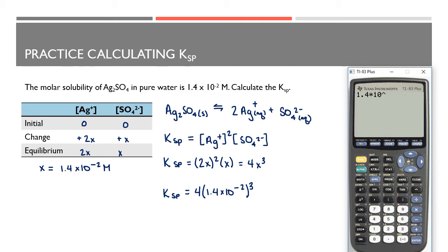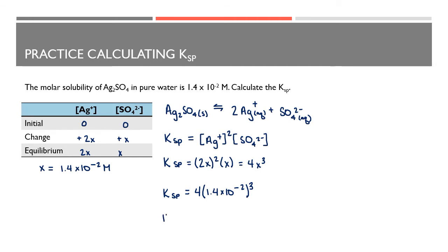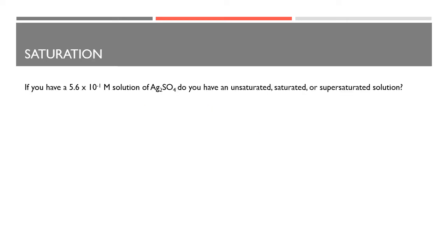I just type it into my calculator and figure out what that KSP value is. So I'm going to do this so that the order of operations is correct. I have 1.4 times 10 to the negative second, and I'm going to cube that, and then multiply it by 4, so I get 1.0976 times 10 to the negative fifth. And so my KSP is equal to 1.1, that's 2 significant digits there, times 10 to the negative fifth. There are no units on this, it's just a KSP value. It's the solubility product constant for the silver sulfate in pure water at a specific temperature.